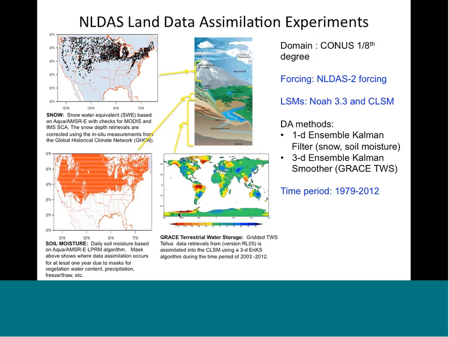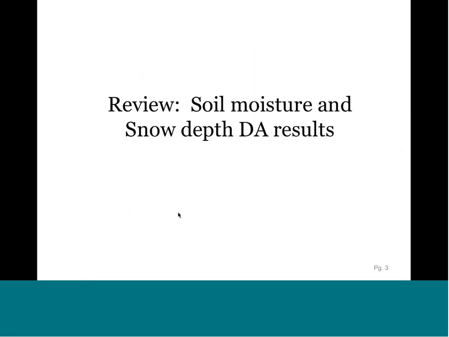And for all these runs, we go back and run for a retrospective period back to 1979, and then we start assimilating whenever the data is available. So for snow and soil moisture, that would be with Aqua's AMSR-E, which starts in 2002, and for GRACE, we start in 2003. Okay, so those are the basic experiments.